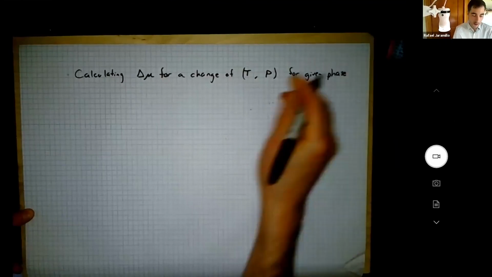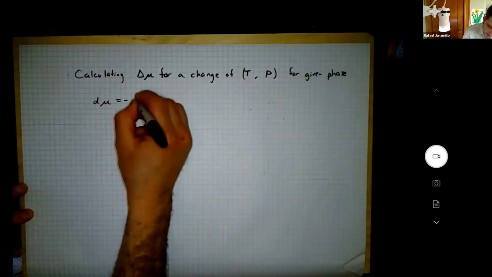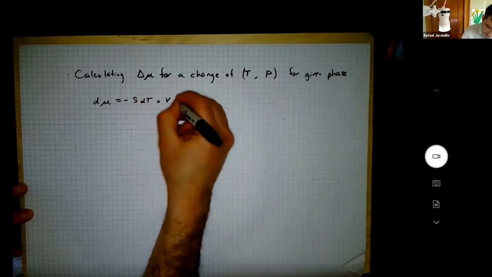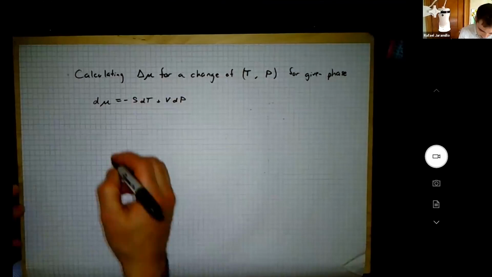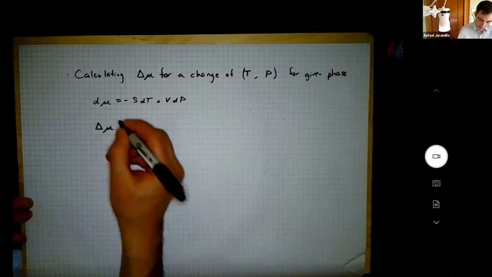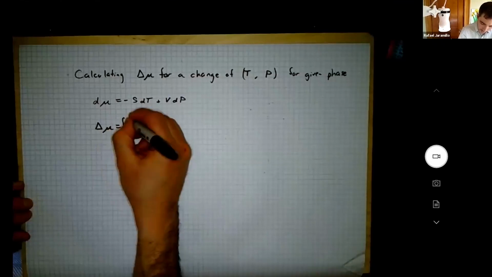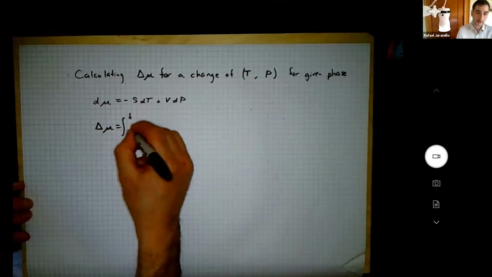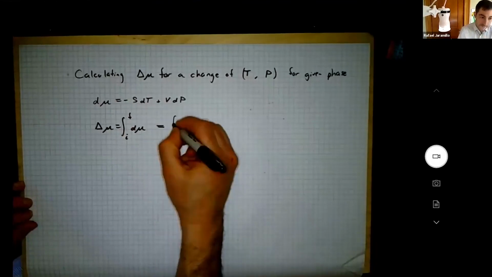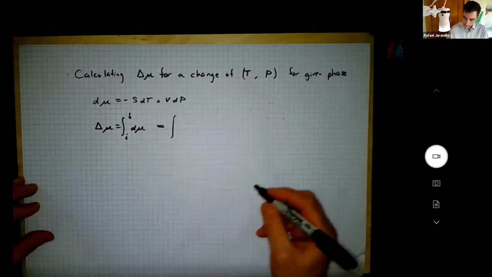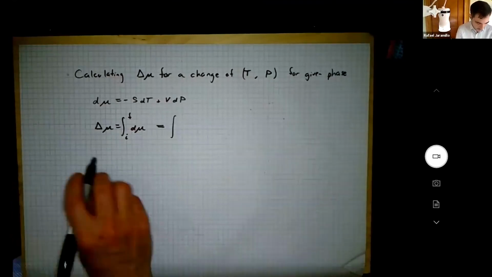Let's see. All right. So we know something. We know that d mu equals minus S dT plus V dP. That's molar Gibbs free energy. Good. So that means that the change in mu is the integral from initial to final of d mu. That's just the fundamental theorem of calculus. And now I have to plug something in. So now I better draw some coordinates, right? Let's see.